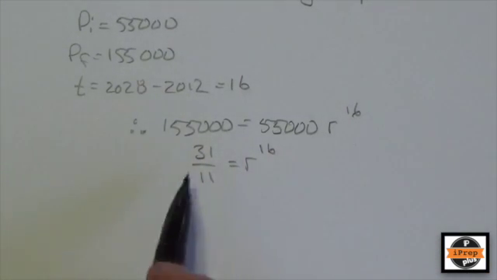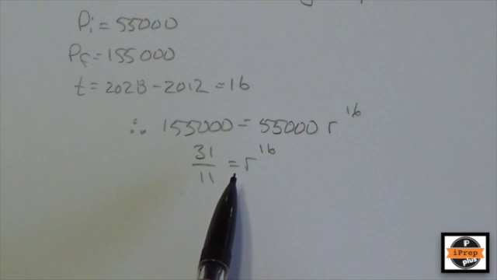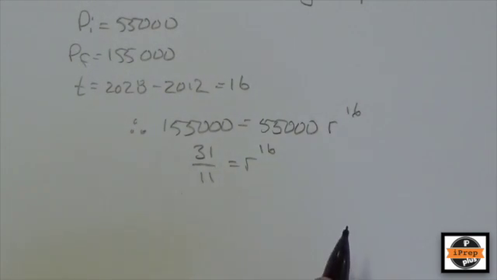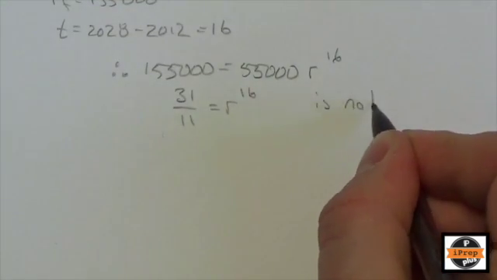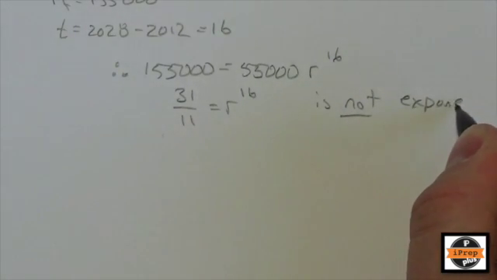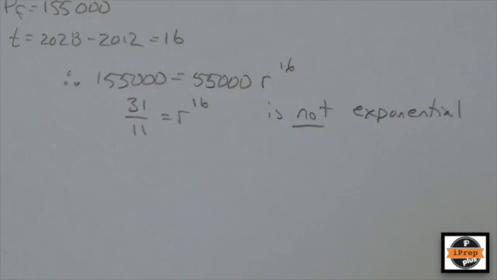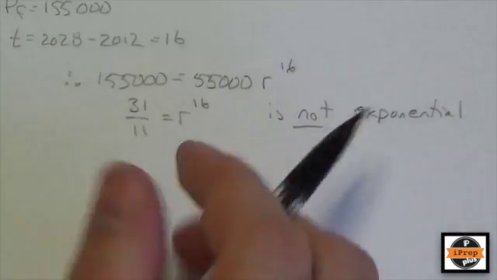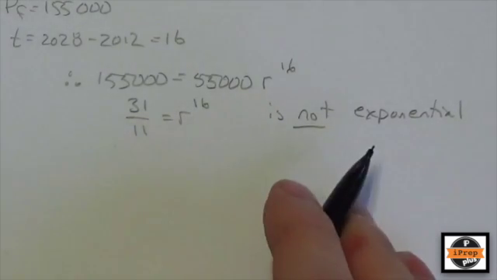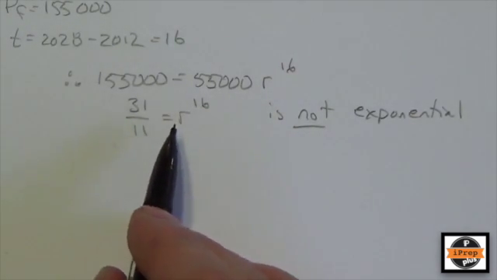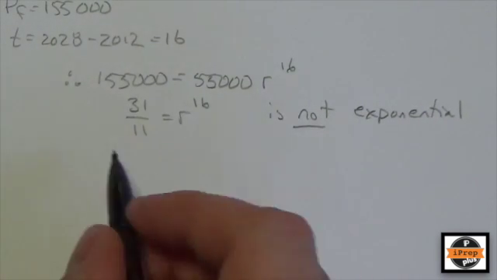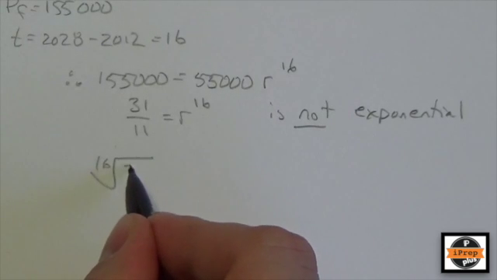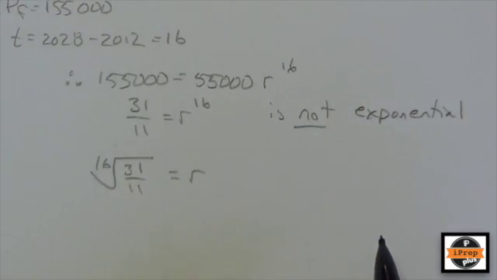Now here's where the real problem kicks in. Because of the work we've been doing, it's very tempting to use logarithms to solve this. But the truth is, this isn't an exponential equation. It turns out that this is actually polynomial. So in order to solve this, I have to raise both sides to the reciprocal power. The reason I don't use logarithms here is because the variable is not in the exponent, it's in the base of this power. So I'm going to take the 16th root of 31 over 11, and that's going to be enough to isolate the r.